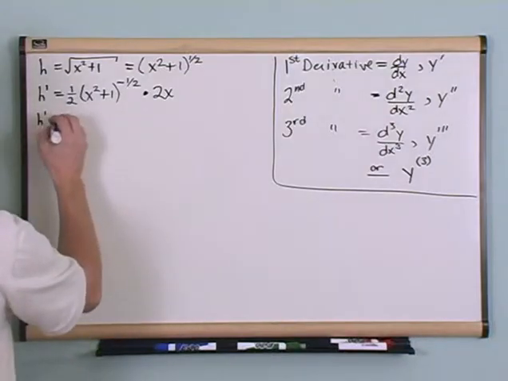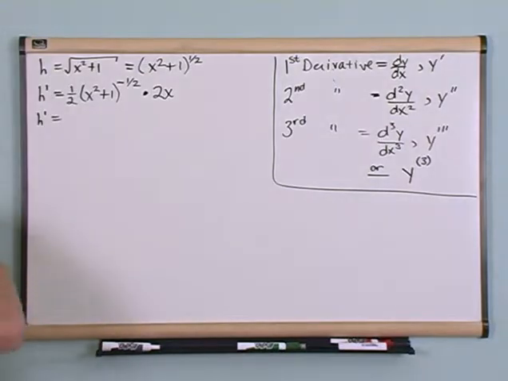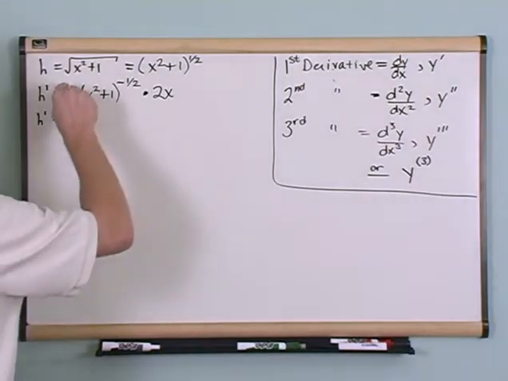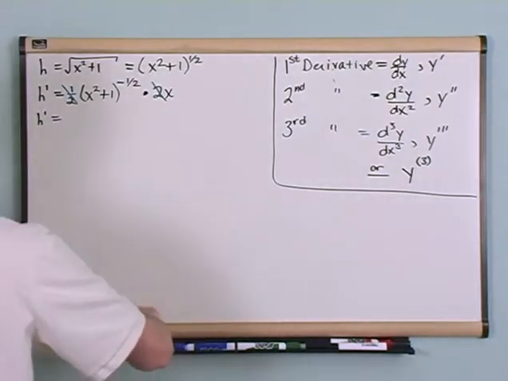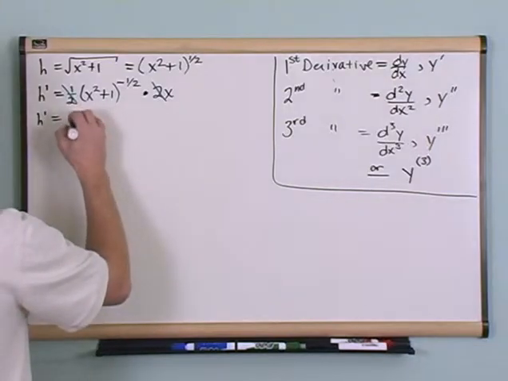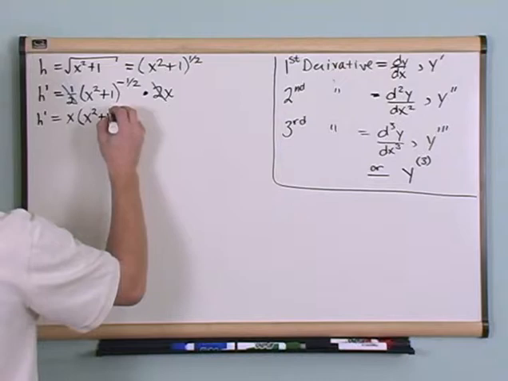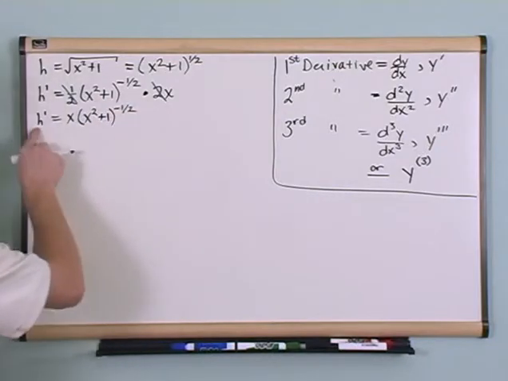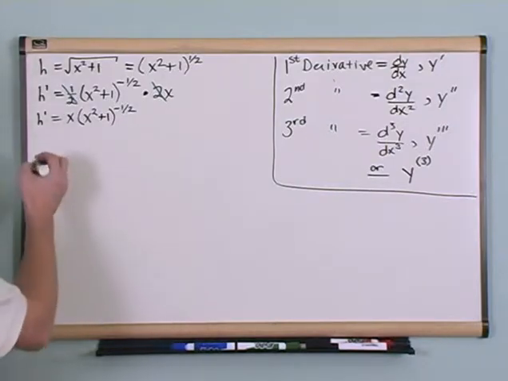So for h prime, you can see right away that this 1/2 is going to cancel with that 2. It's going to leave you with 1. So that's going to drop away. So really what you're going to have is x times (x squared plus 1) to the negative 1/2. This is the first derivative. So we've arrived at the first derivative. But the problem wants us to calculate the second derivative. So let's keep on going.